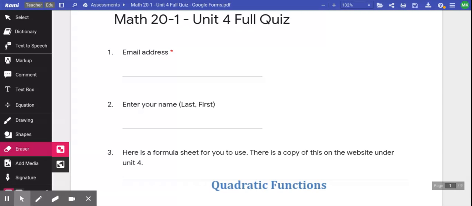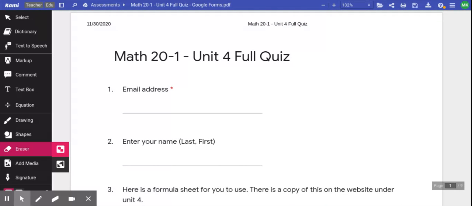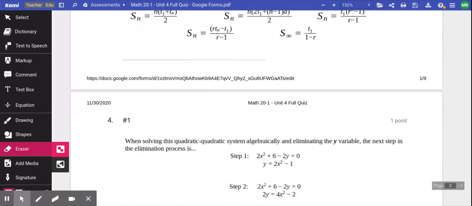Let's get to it. It'll look a little different than what you saw today because it's a PDF version of our test, but the questions are the same. So you should skip down here.